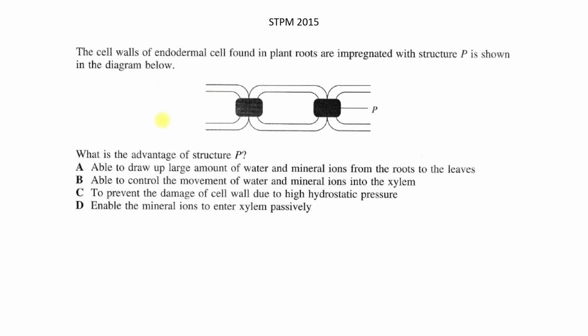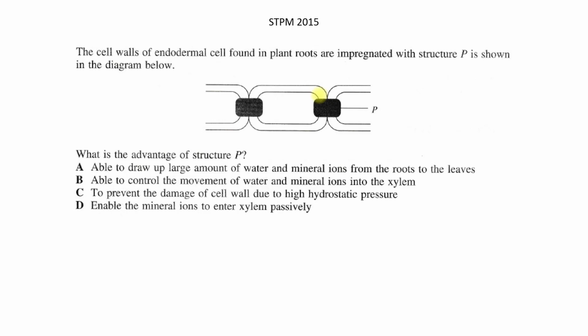The cell walls of endodermal cells found in plant roots are impregnated with structure P. It's shown in the diagram below. You saw this structure P already. What is the advantage of structure P? What do you think this structure P is? It is the Casparian strip, being suberized or greasy.